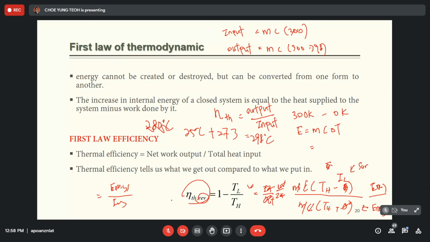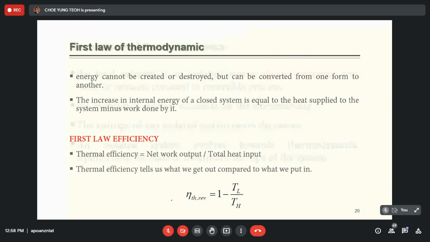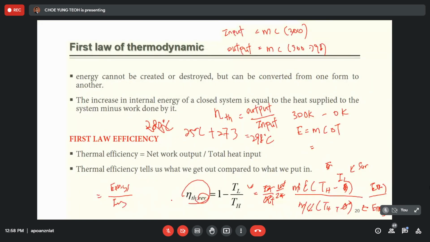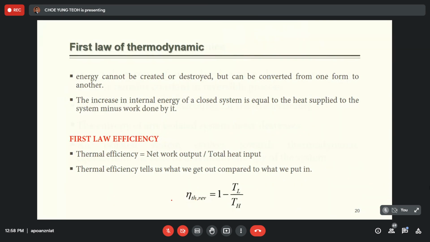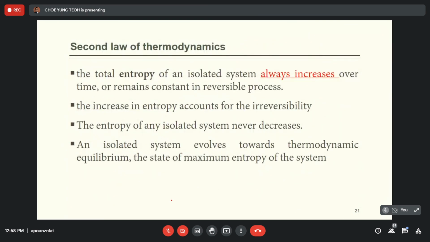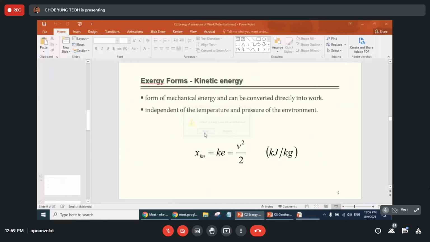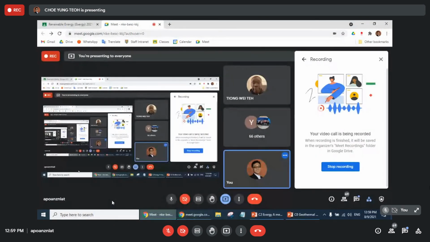Okay, clear about this first law of thermodynamics? No issue? If no issue, then I think the second law of thermodynamics needs some time to explain, so maybe we can stop here. Just 1 minute left. Any question? No question?